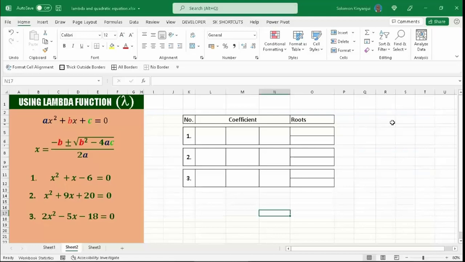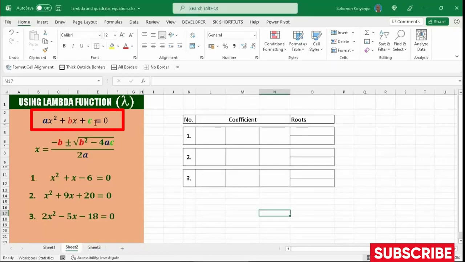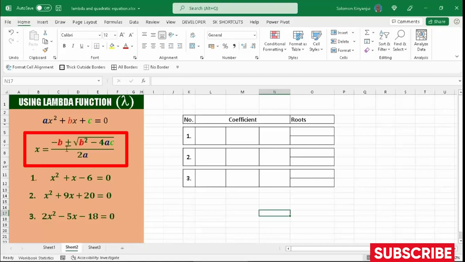Hello and welcome. In this video, I'm going to show you how to use the lambda function to determine the roots of a quadratic equation. So this is the standard quadratic equation, and this is the formula of a quadratic equation.